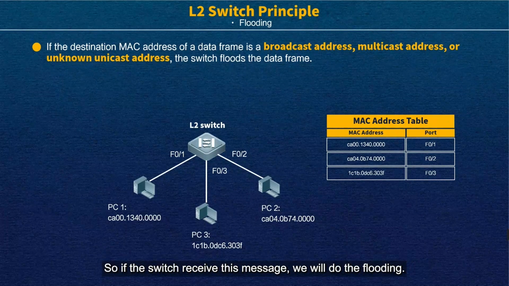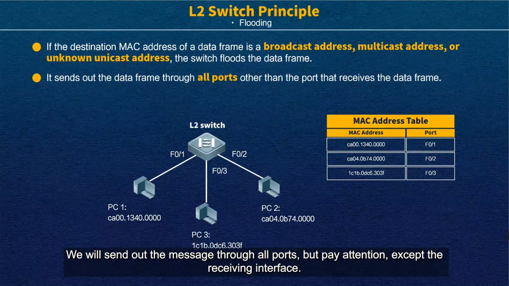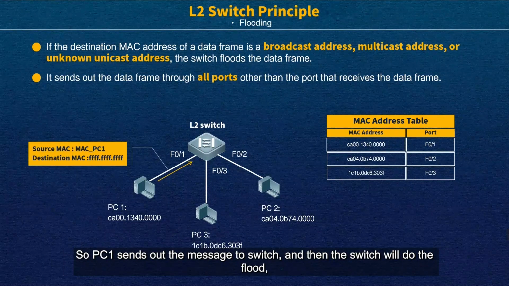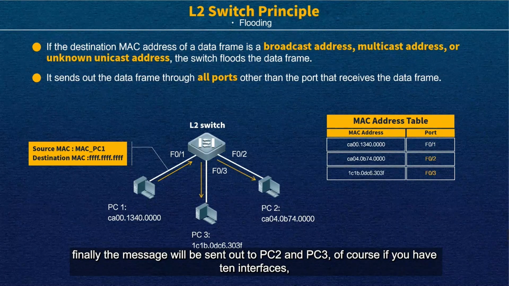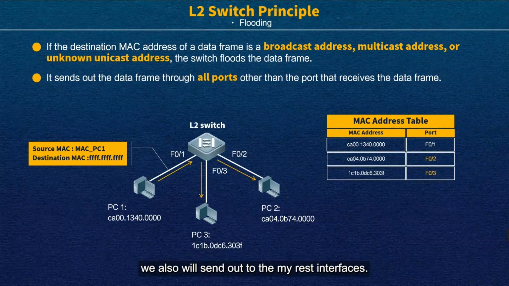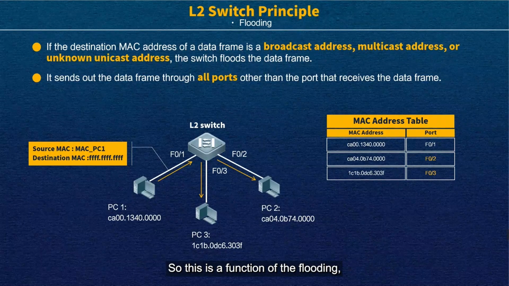So if the switch receives this message, the function we do is flooding. We will send out the message through all ports, but pay attention, except the receiving interface. So PC1 sends the message to the switch, and then the switch will flood. Finally, the message will be sent out to 2 and 3. Of course, if you have 10 interfaces, we also will send out to the remaining 9 interfaces. So this is the function of flooding.